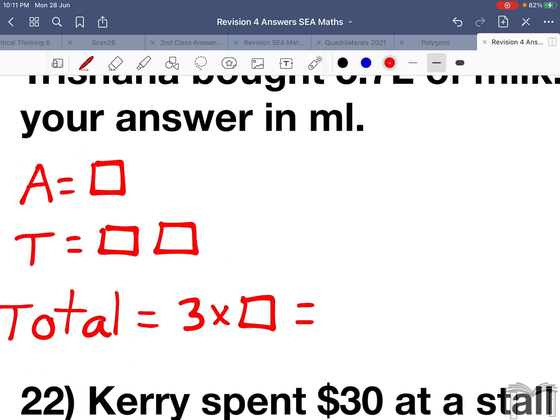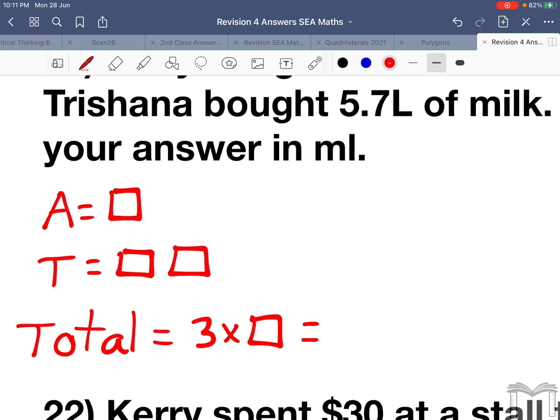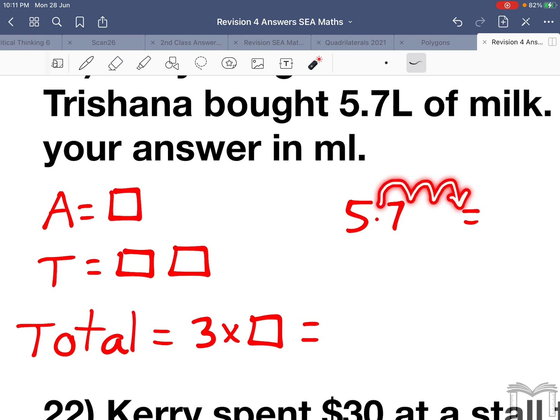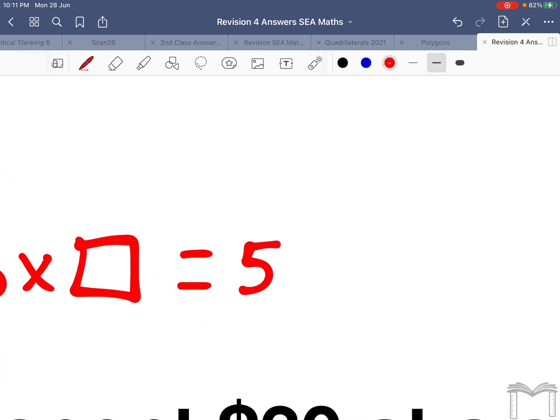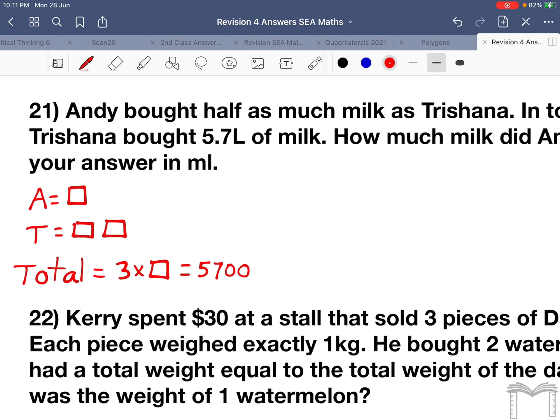Right? We can change this to milliliters. To change liters to milliliters, we multiply by 1000 or shift the point 3 places to the right, and we'll get 5700 milliliters. So we can use either the 5.7 liters or 5700 milliliters. I will use 5700 milliliters because they ask us for the answer in milliliters.